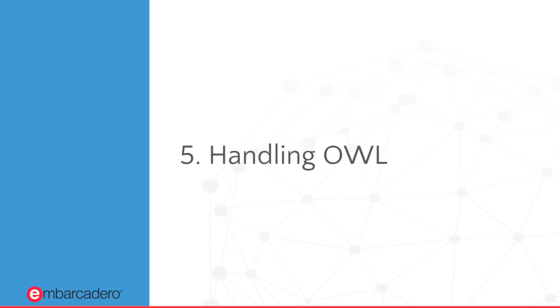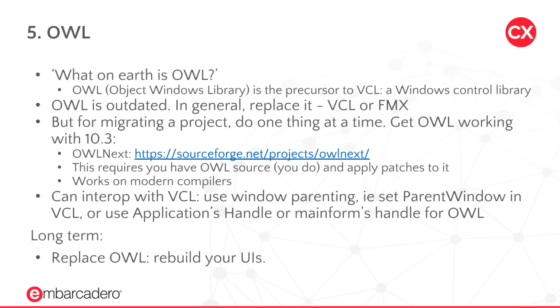So let's look at one specific library, OWL. Now, if your reaction to this is, what on earth is OWL? That's great. This is mostly going to be useful for people with code bases that extend back into the mid or early 90s. OWL stands for the Object Windows Library, and it was the precursor to the VCL. It was a Windows control library.